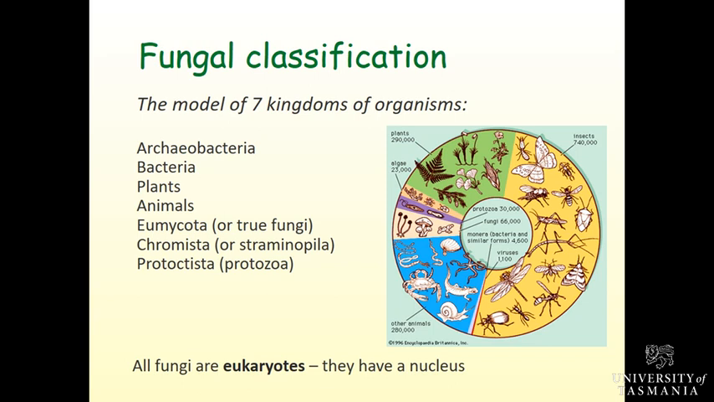If we look at organisms in general, you can see they fall into 7 major kingdoms. You've got your archaebacteria, your true bacteria, plants, animals, and you've got these guys here that we tend to call the true fungi, and these guys here are fungal-like things that will include plant pathogens. So when we're talking fungal plant pathogens, we're actually talking about organisms that sit in these 3 major groups. They are all eukaryotes and all have a nucleus.